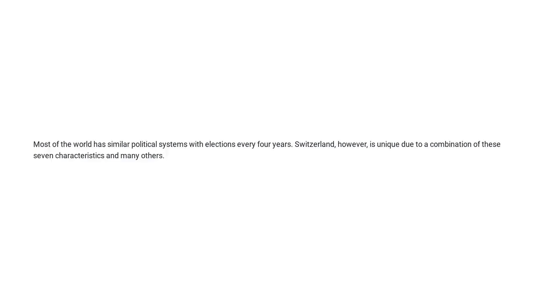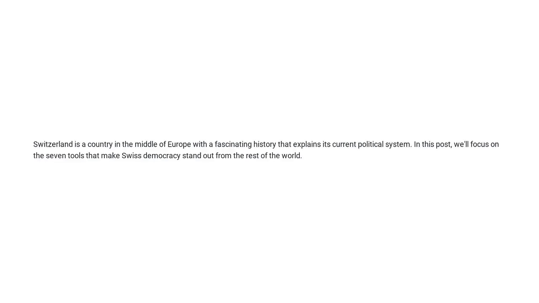Most of the world has similar political systems, with elections every 4 years. Switzerland, however, is unique due to a combination of these 7 characteristics and many others. Switzerland is a country in the middle of Europe with a fascinating history that explains its current political system. In this post, we'll focus on the 7 tools that make Swiss democracy stand out from the rest of the world.